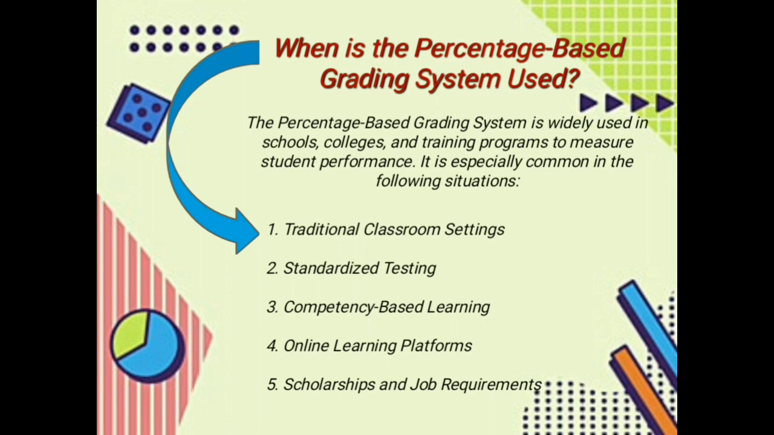While the number 4, online learning platforms. So ito naman po yung percentage na to is automatic, kumbaga automatic na siyang makakalculate in digital quizzes, modules, and sa activities to track progress. Then sa number 5, we have here scholarship and job requirements. So madami pong scholarship or job application which is nagre-require sila ng minimum percentage. Like for example, yung 85% or higher para ma-qualify sila.